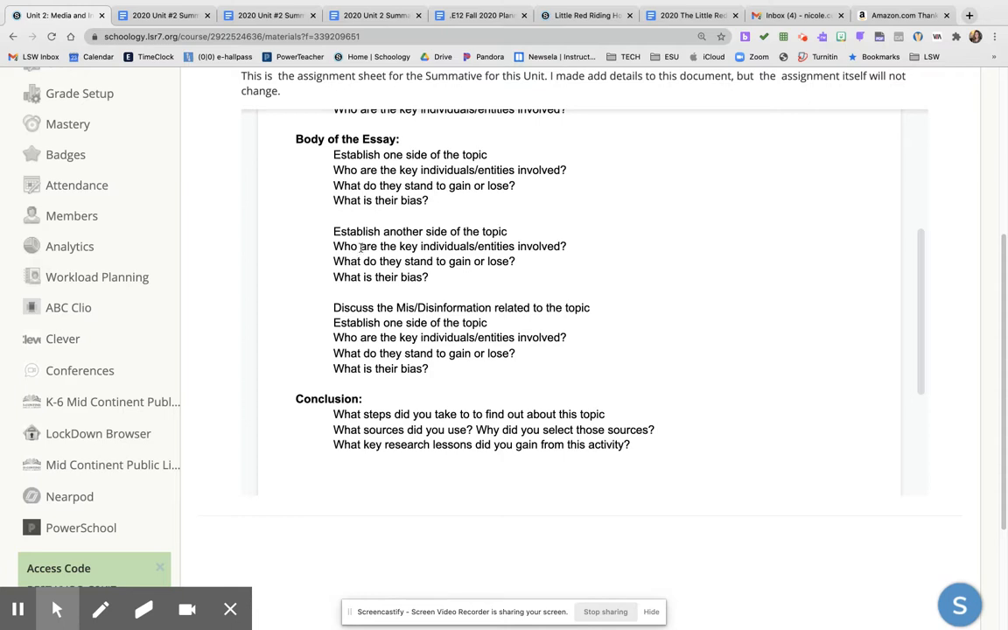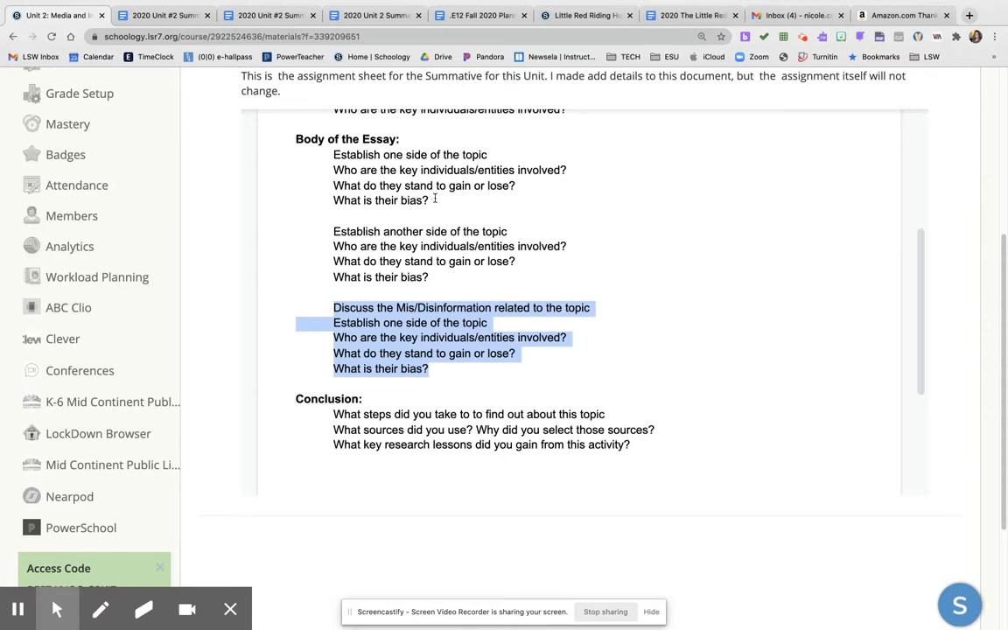So for example, maybe your topic is about vaccines, and you have people who are for vaccines and people who are against vaccines. This would be the pro-vaccinations. This would be the anti-vaccinations. And this would be the information that comes out that's faulty information or not accurate. There's 100 ways to set up this essay. This is one that I came up with.